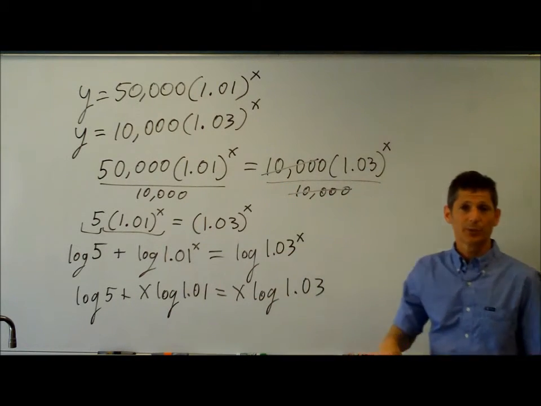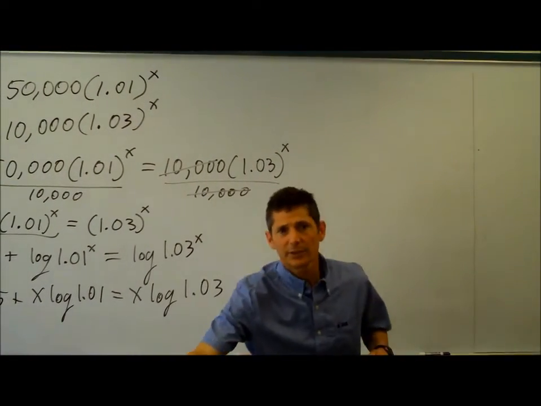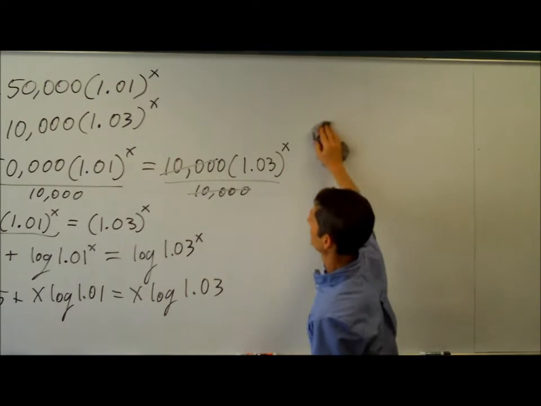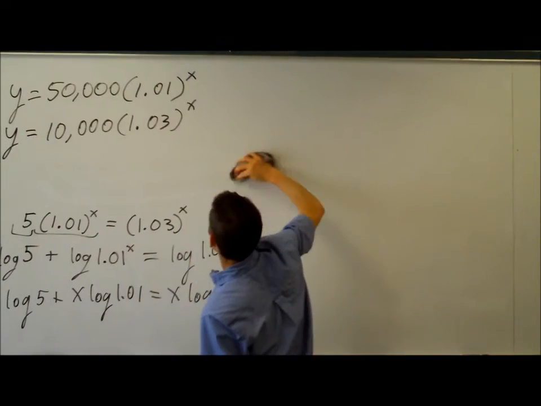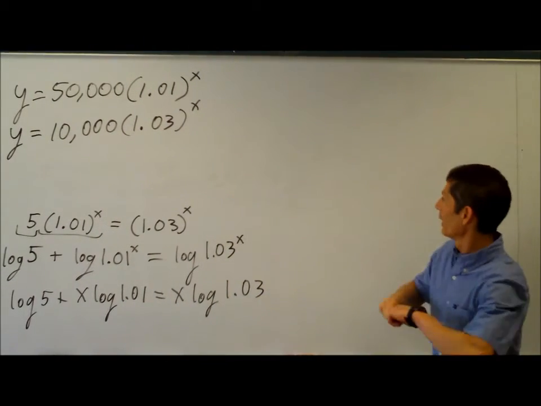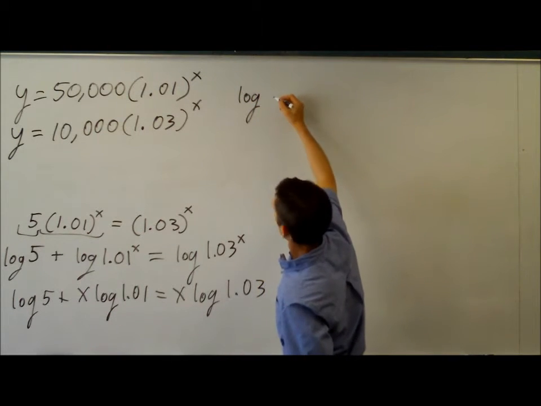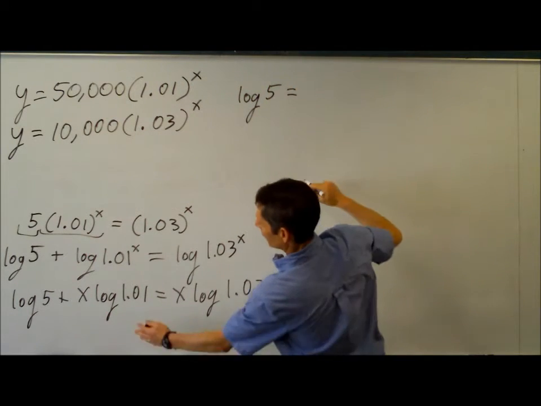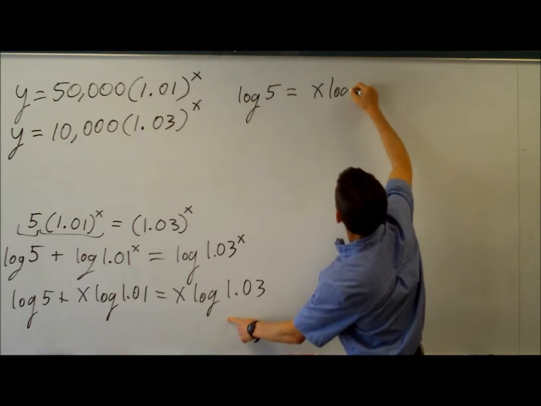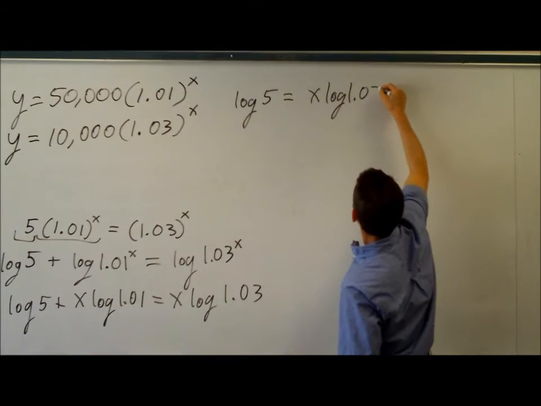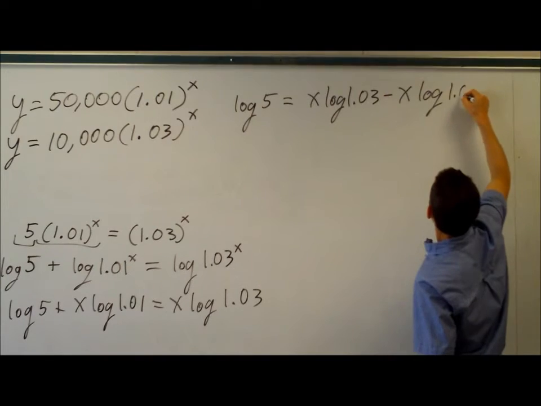I'm going to move all my x's to one side. Fantastic. So let's see. Can I maybe erase a little bit of this stuff? Sure. I'm going to erase this business here. Gives you a little more room. Okay. Very nice. I'm going to move all my x's to one side, so I have log 5, and I'm moving this guy, so that is x log 1.03 minus x log 1.01.